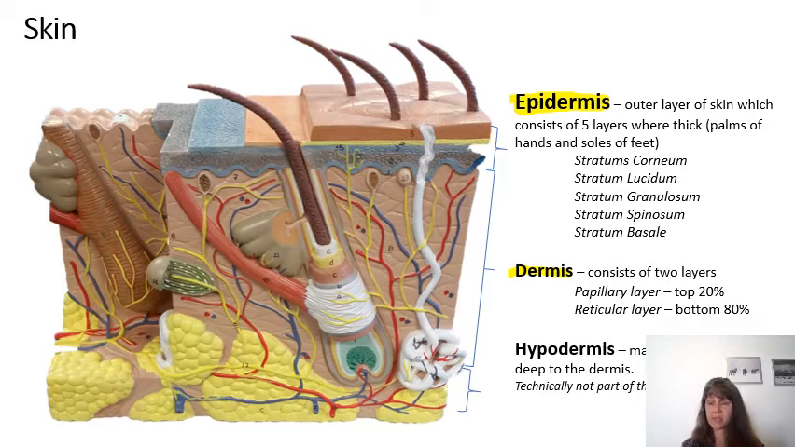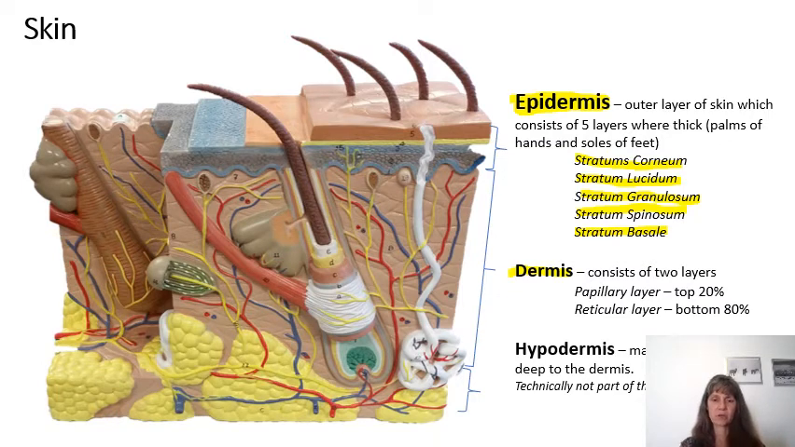If we go from bottom to top, the deepest layer is the stratum basale. The next layer above is the stratum spinosum. Then we have the stratum granulosum, the stratum lucidum, and the stratum corneum. There are different mnemonics to remember the layers of the epidermis, depending on whether you want to go from bottom to top or top to bottom.